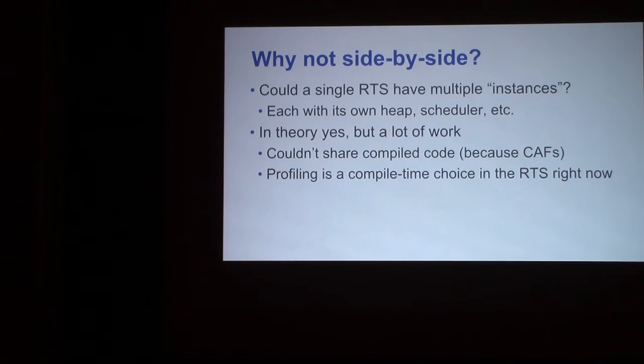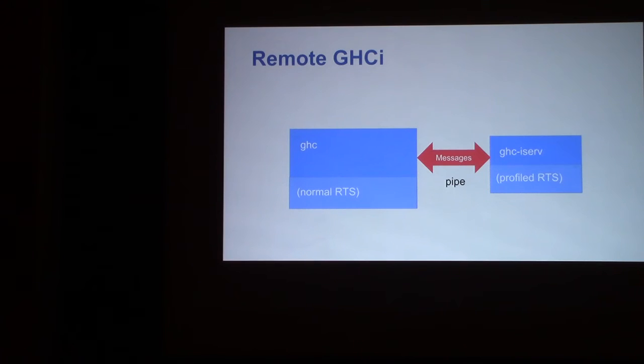And the killer for this idea is that the compiled code of your program has static closures that point into the heap. And if you had multiple heaps on the go, they would have to go through a table or something. So that makes that idea really difficult to implement. And furthermore, if you wanted to have both a non-profiled and a profiled runtime system, right now that's a compile time option, and we'd have to make that a runtime option. So that's hard. So what we actually do is the separate process idea.